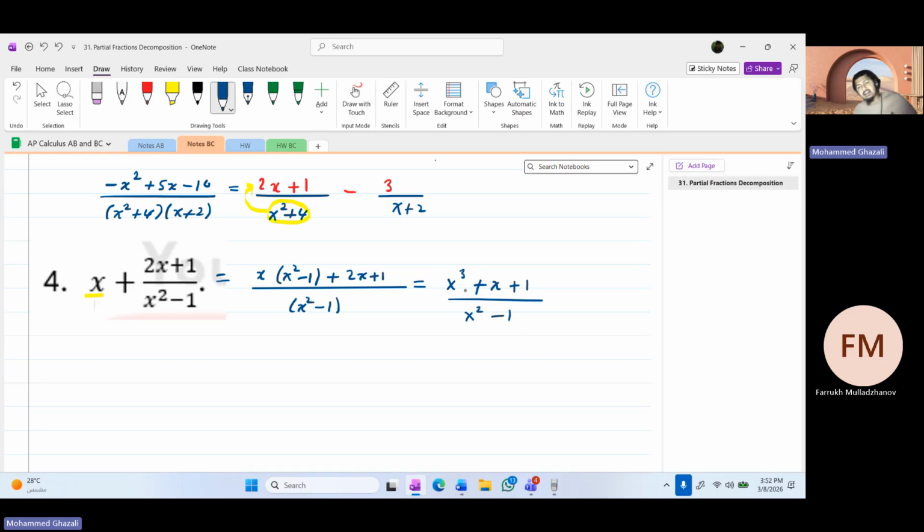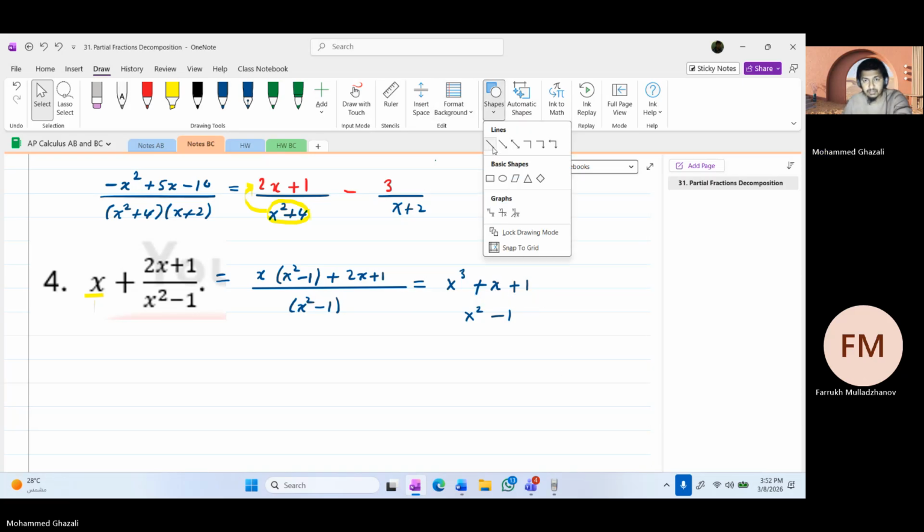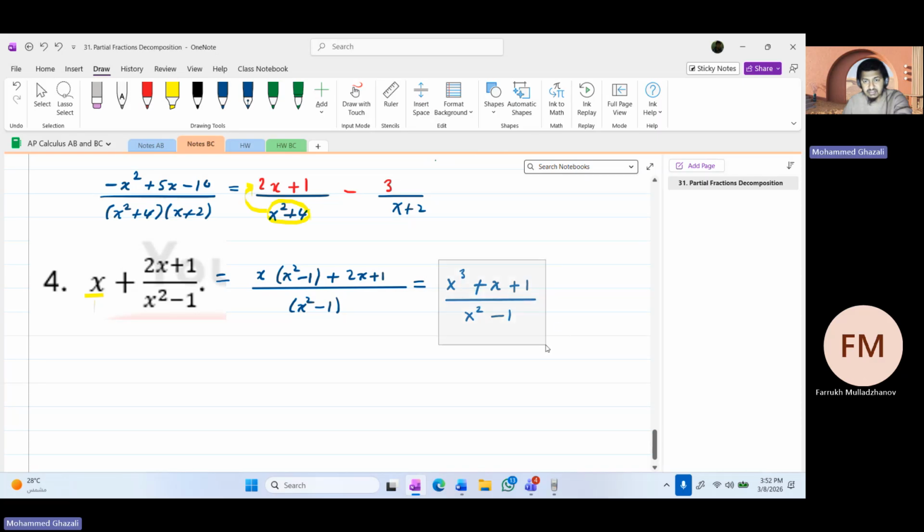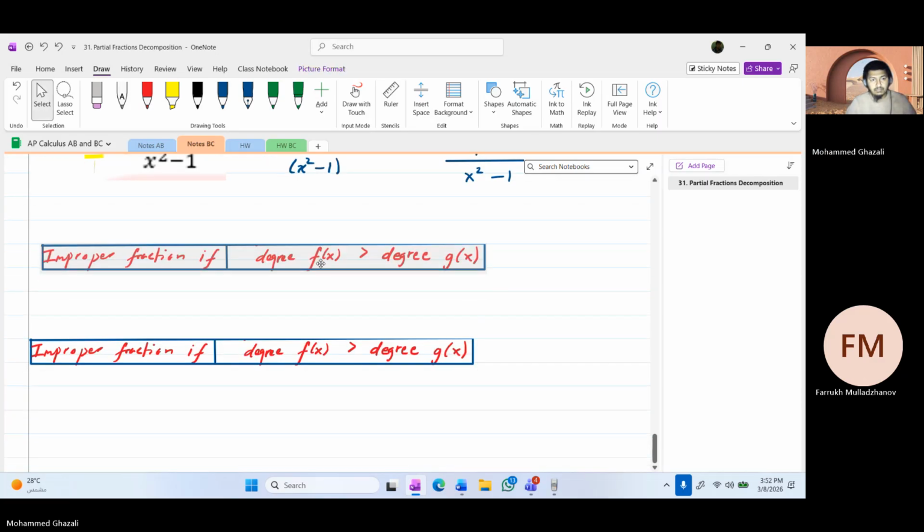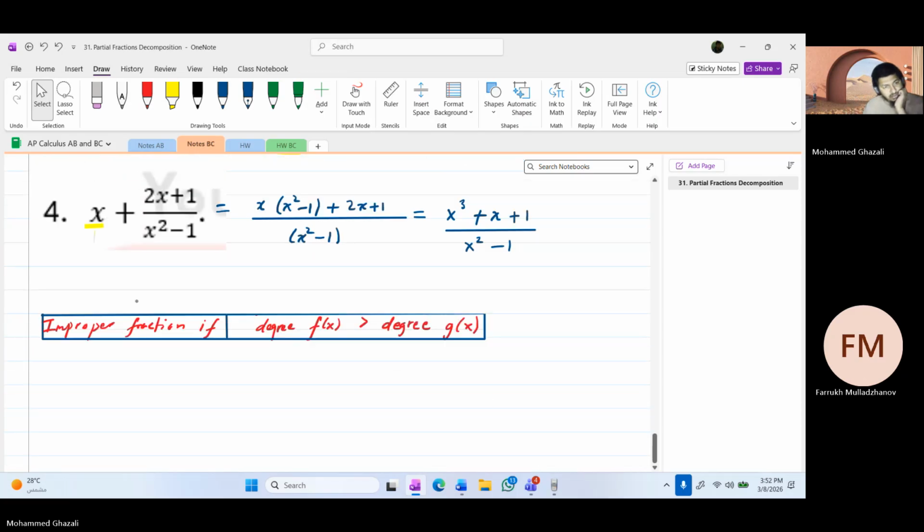Now, what you notice here is that this is an improper fraction, okay? Well, the answer for this is this. Now, how do I go and take this part here? How do I take the answer and go back to the original problem? So this is your case 4. So your case 4 is long division.